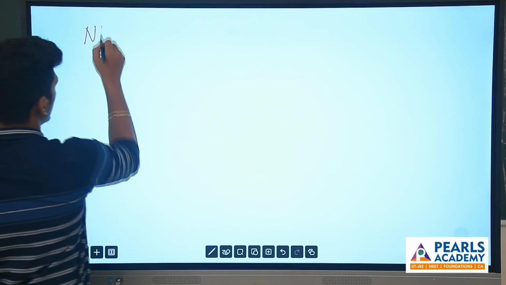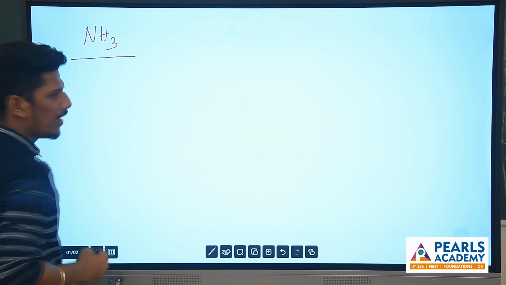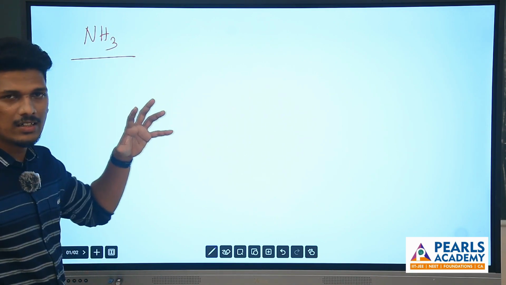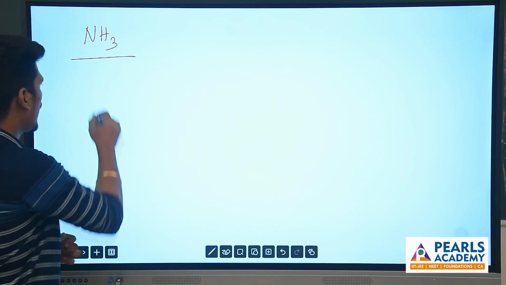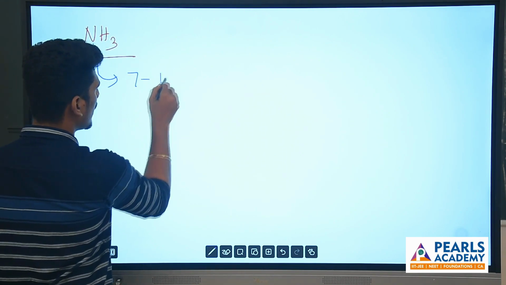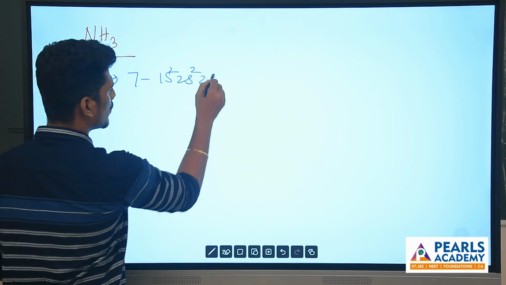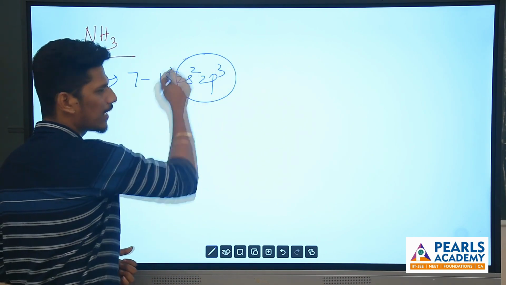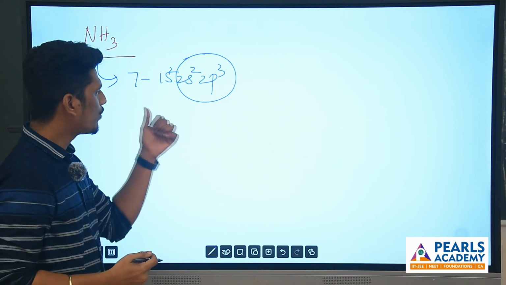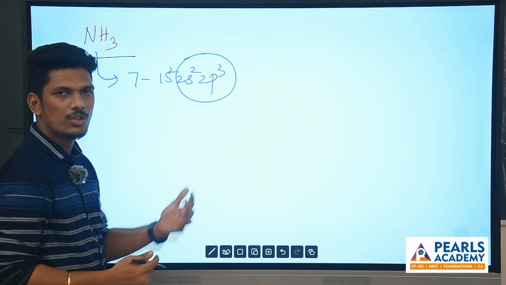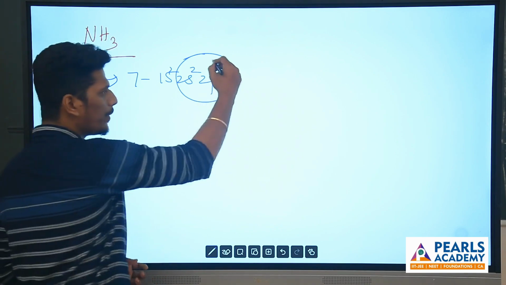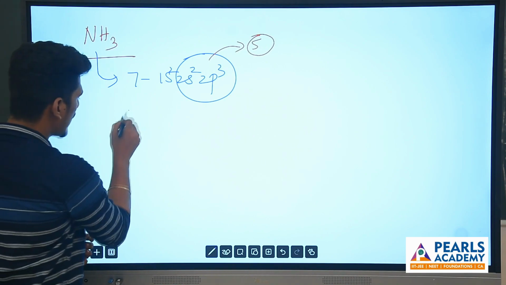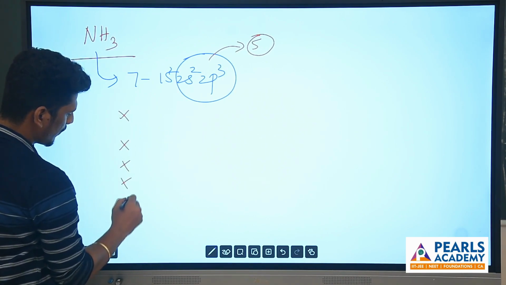Next I am taking NH3. First I am going to find the number of valence electrons in its outermost shell. Nitrogen's atomic number is 7 and the electronic configuration is 1s2, 2s2, 2p3. The outermost shell is the second shell; we have 2 shells, the first and the second, and the second is the outermost one. How many electrons are there? Totally 5 electrons.